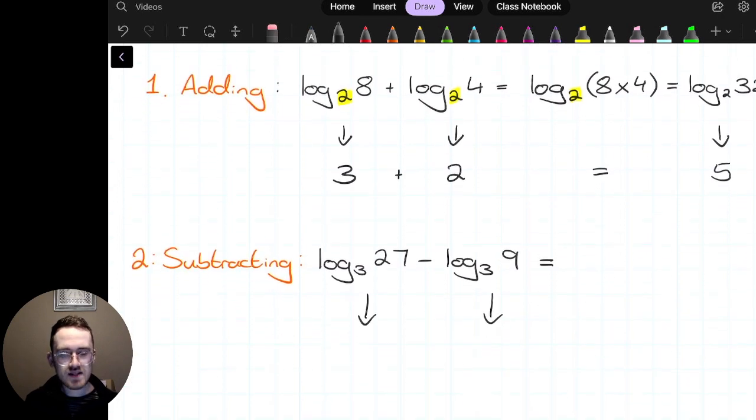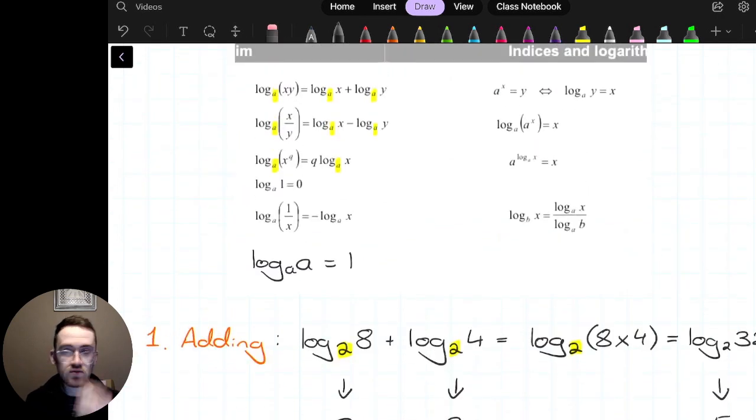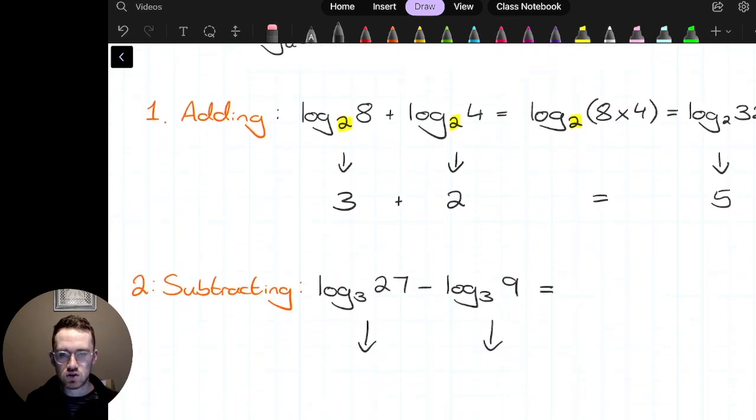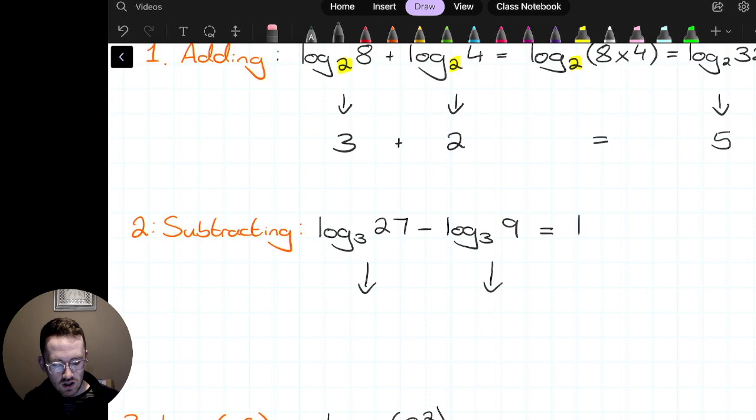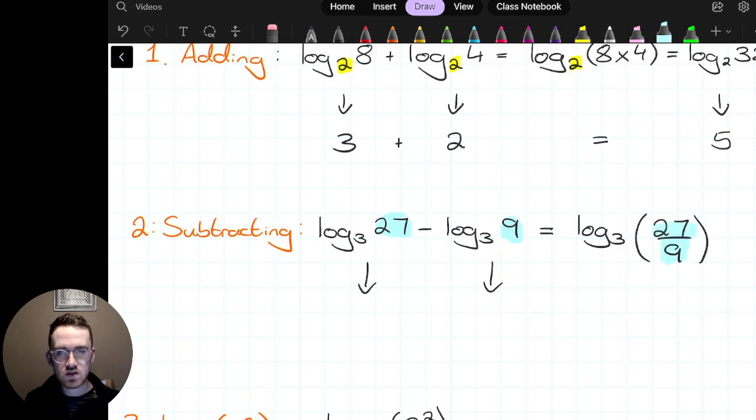Subtracting follows a similar idea, and we'll see the rule up here. If we're subtracting two logs, we can rewrite them with those subject parts, those x and y's, as a division instead of now a subtraction of the two terms overall. And making sure that when we do this, we don't accidentally write the whole thing as a fraction. So we can see here it's not that all of it becomes a fraction, it's that this 27 and this 9 are divided in the middle here, those kind of subject parts there. So 27 over 9, of course, is 3.